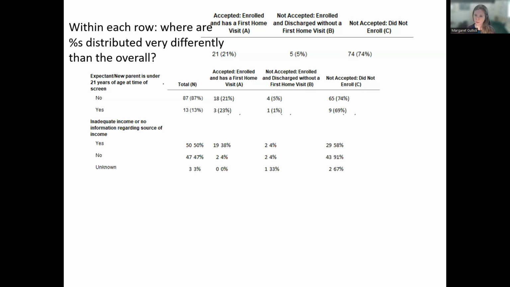Let's look at income. All right. Again, looking at that accepted column. Okay, so under yes, 19 people, or 38% of those who accepted, said that inadequate income was a risk for them. Almost no one who accepted said that inadequate income was not a risk for them.